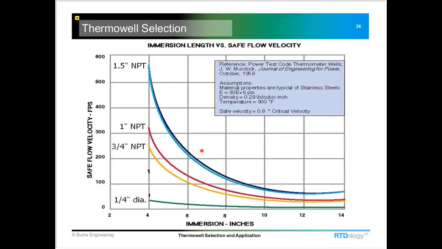One of the more common Thermowell sizes uses a 3/4 inch NPT connection. And you can see from this table that we have about 250 feet per second as a safe flow velocity for a 4-inch immersion length. Compare that to a 1/4 inch diameter direct immersion sensor, and we're only at about 30 feet per second, roughly. So this is really an important aspect of selecting a Thermowell.